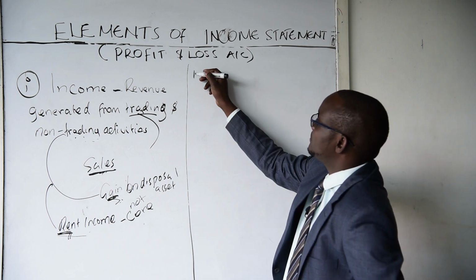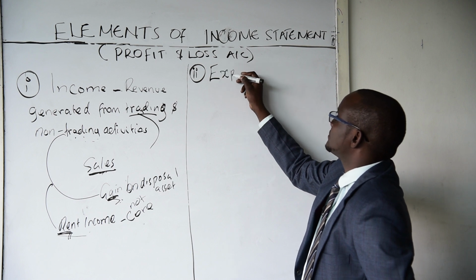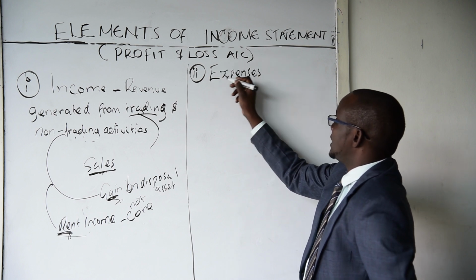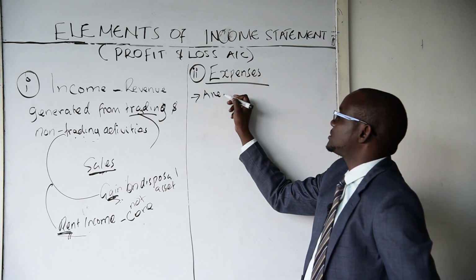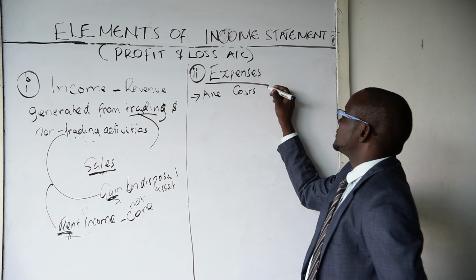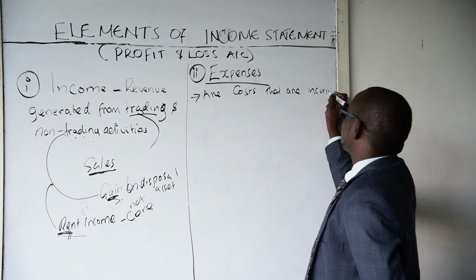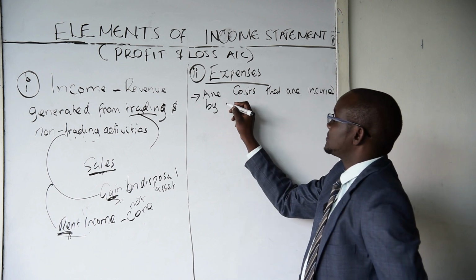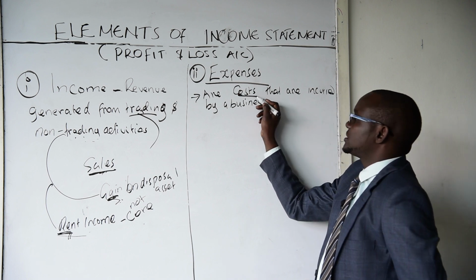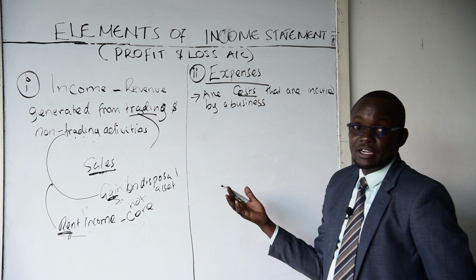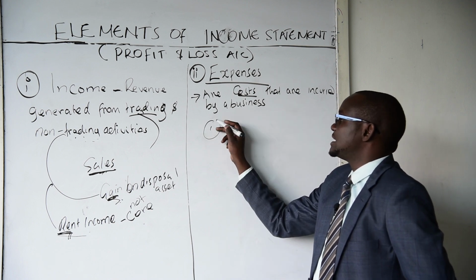Let's look at the second element here. The second element is expenses. And expenses refers to costs that are incurred by a business. These costs are either incurred during trading or even when the business is not trading. And these costs include the following.